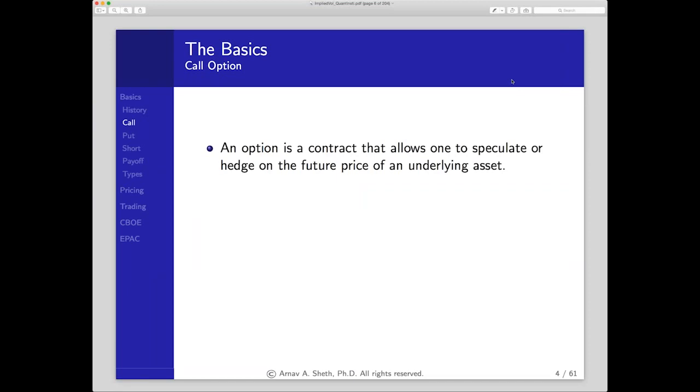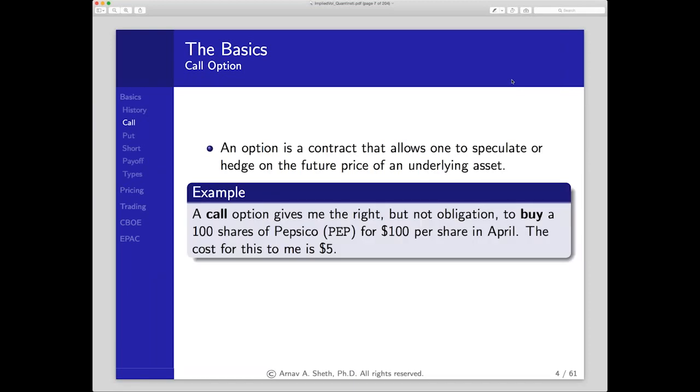So an option in general is a contract that allows one to speculate or hedge on the future of an underlying asset. And a call option in particular will give you the right but not obligation. So you always have the option, as it were, to exit, to not exercise. Unlike a futures contract or when you buy the security itself.